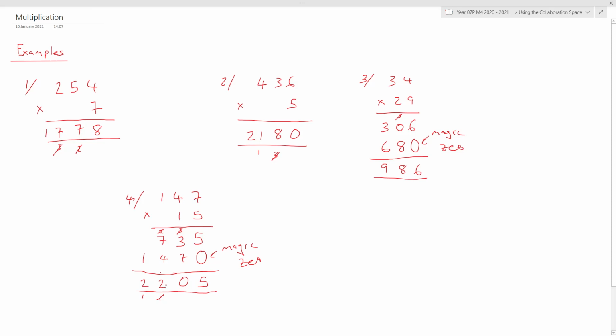Okay, so what I want you to do now is to hit pause, write these 4 examples down in your book, then I've got some classwork for you. Okay, so hit pause. When you're ready, hit play again. I've got some classwork for you.